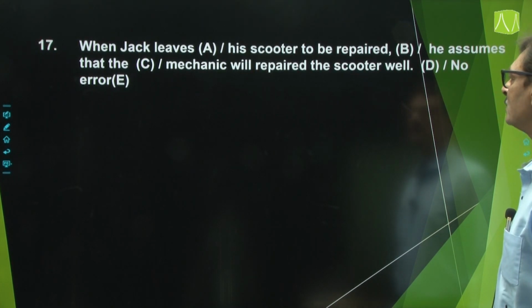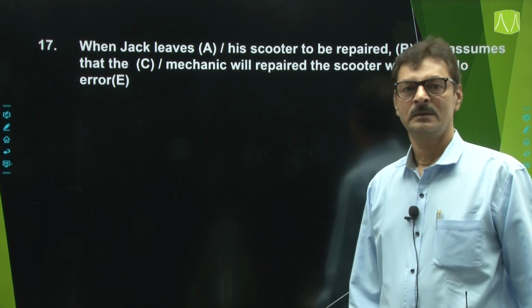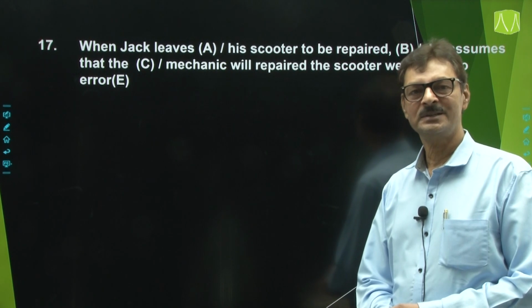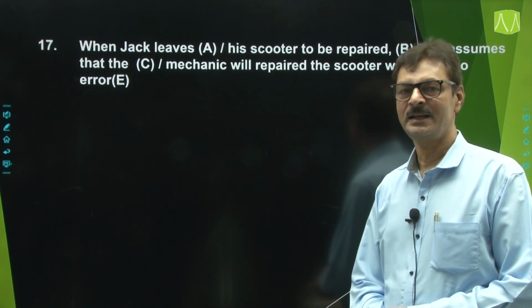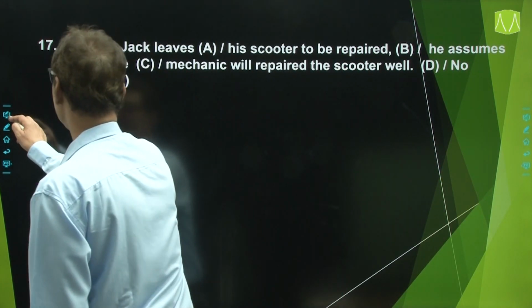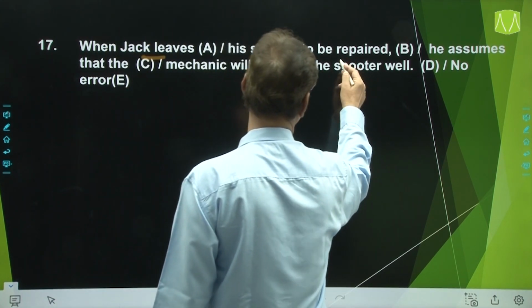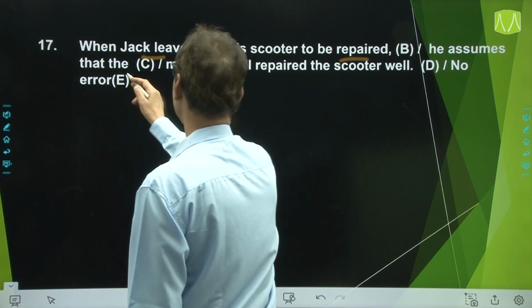When Jack leaves his scooter to be repaired, he assumes that the mechanic will repaired the scooter well. Look at the sentence carefully and very quickly identify the error. When Jack leaves, no error. His scooter to be repaired is correct. He assumes that, this part is correct.